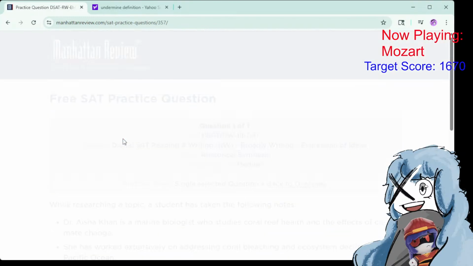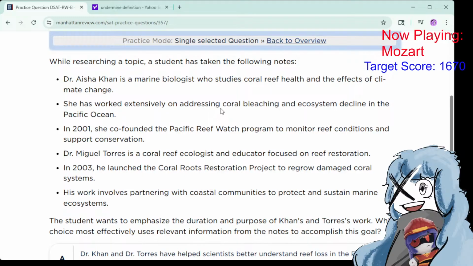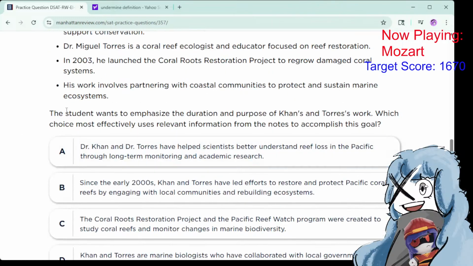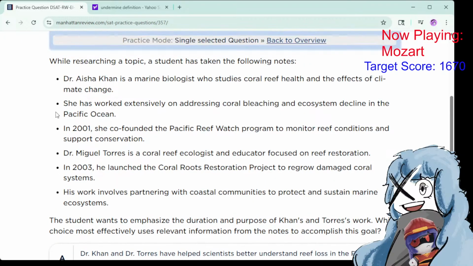This is the last question. Oh yeah, better get this right on the spot. If I get this wrong, I'm gonna cry. This one's a hard, I think, medium. The trick is to emphasize the duration and purpose of the work. It's not compared, not different. It's emphasize. So this one's a bit harder.